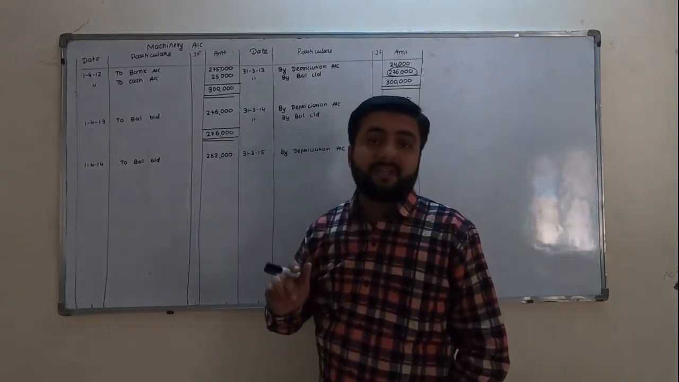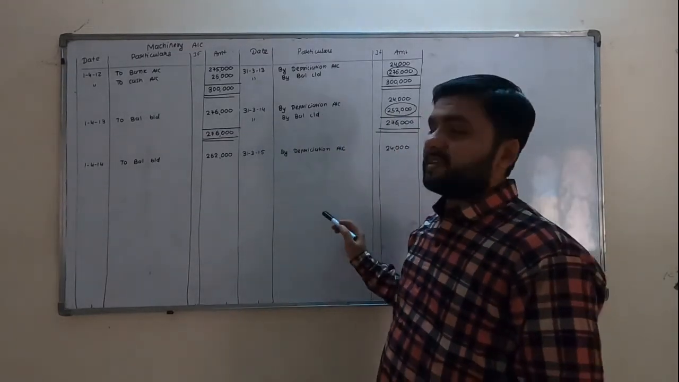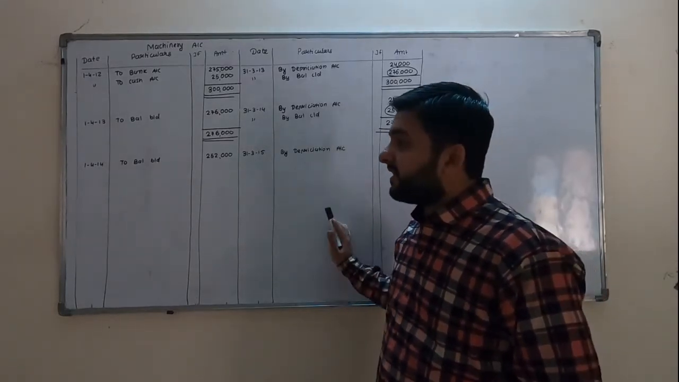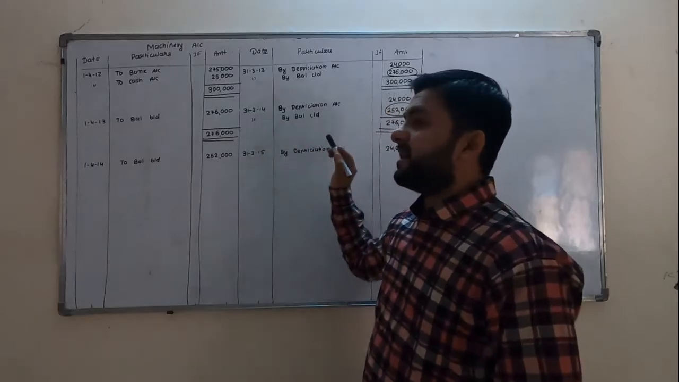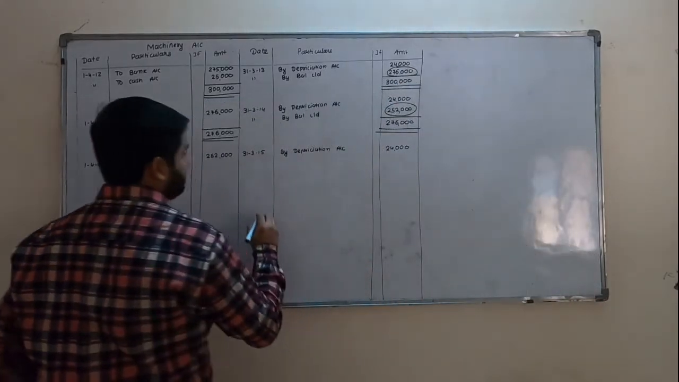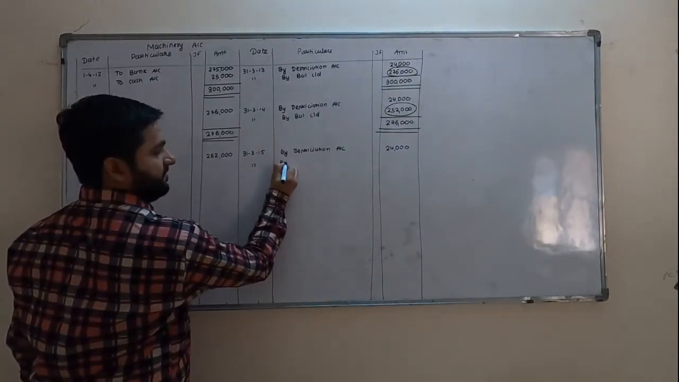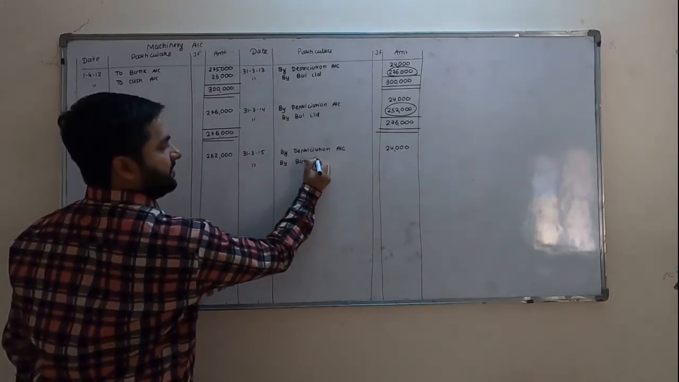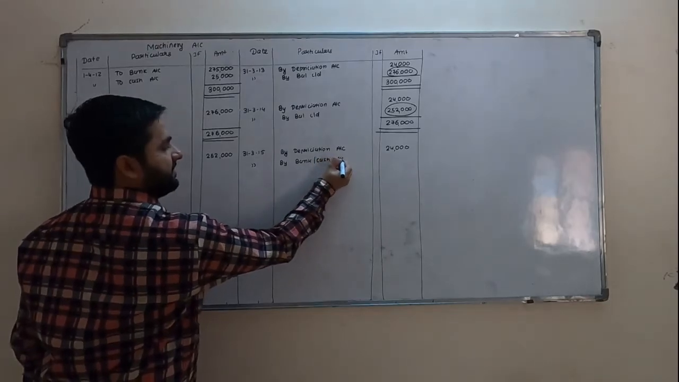What is the entry for selling? Bank debit, loss debit, machinery credit. So on the credit side, bank and loss should be written. If we are getting profit, then it will be debited. If we are getting loss, then loss is credited. On the same date, by bank, if you read the journal entry, then also it is possible. Or if you think machinery goes out, then credit side.